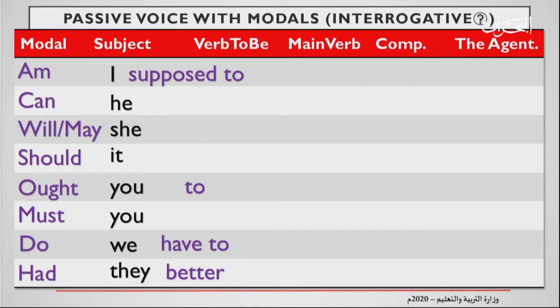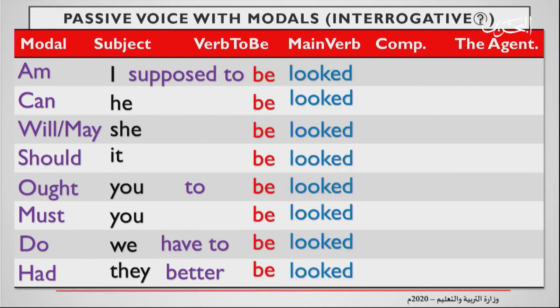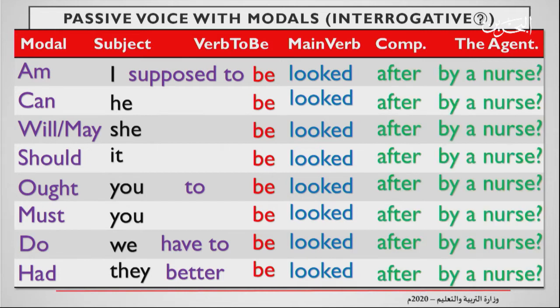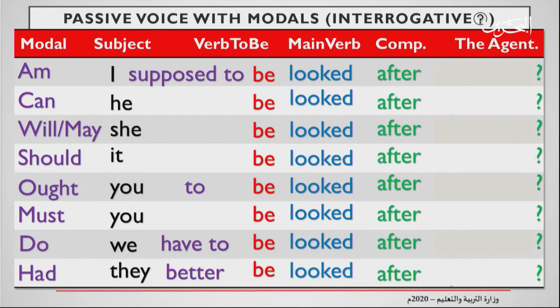And then I introduce verb to be, which stays the same. And then the example, the main verb, looked after, and then the agent. But this time with a question mark. Okay, so the questions are like this. Am I supposed to be looked after by a nurse? Or should it be looked after by a nurse? Or do we have to be looked after by a nurse? And as you know, nurse, the agent, is optional.